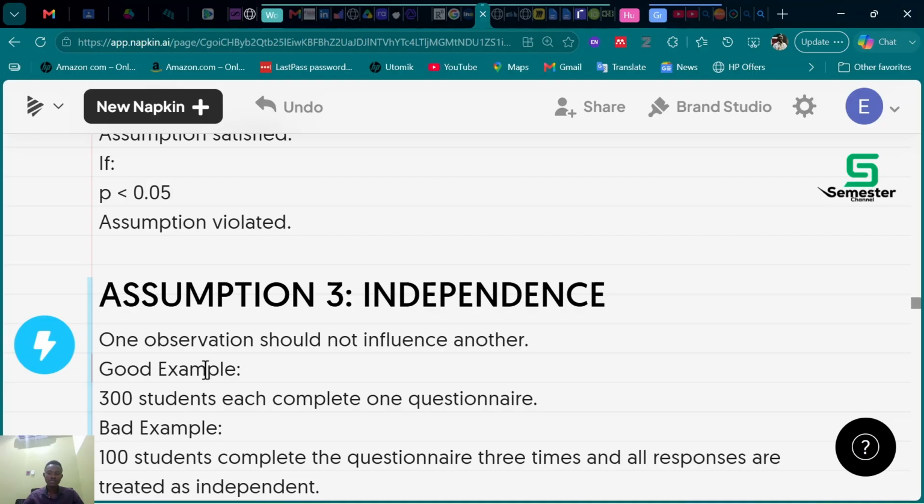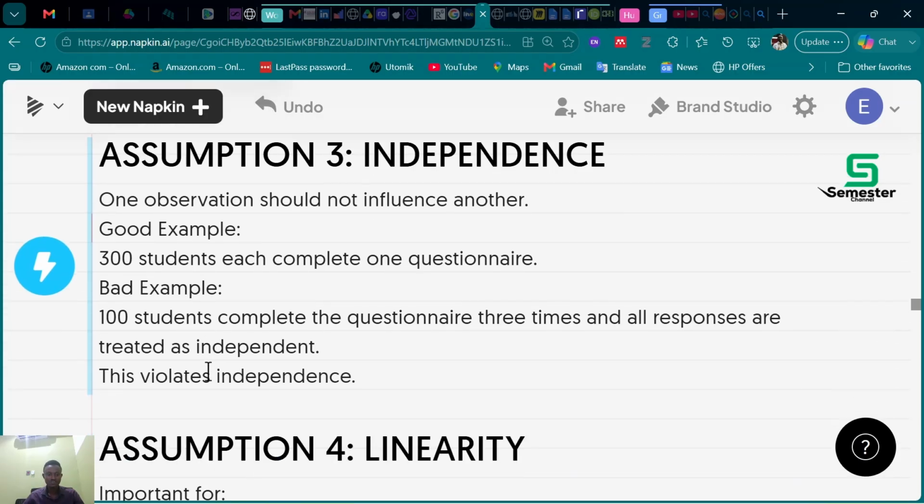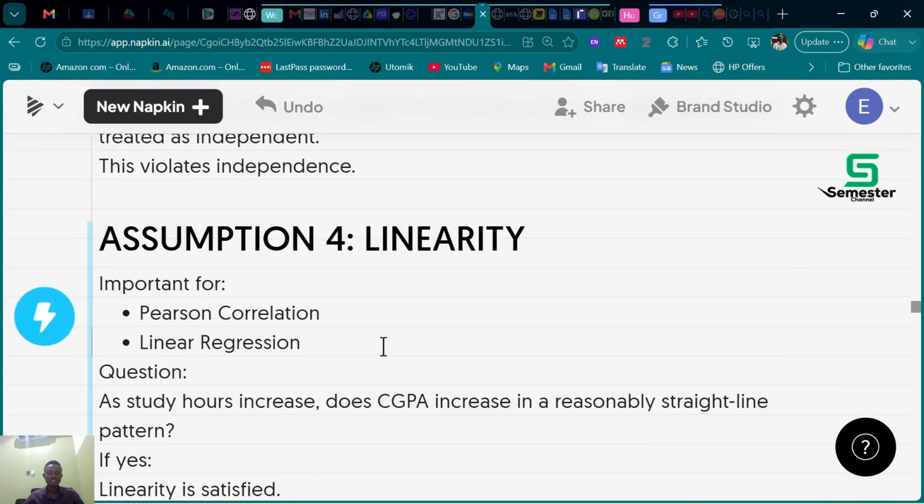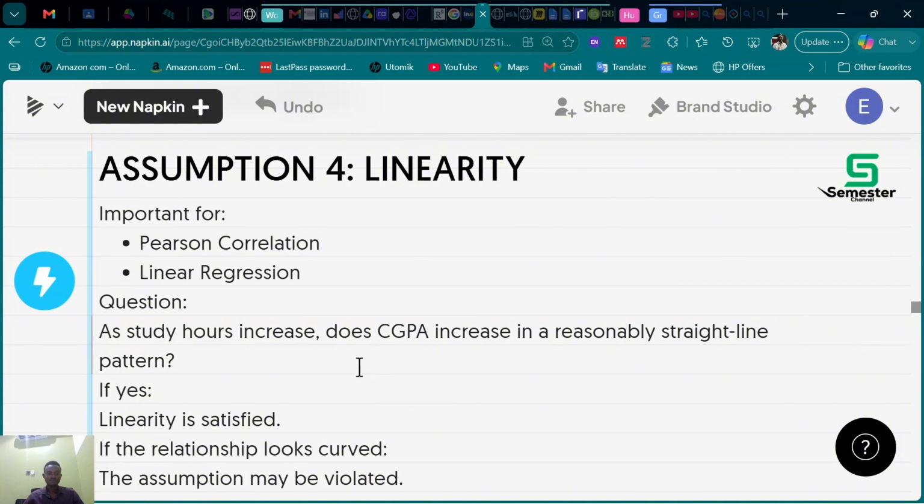Independence assumption. If one variable has an effect on the other, it means they are not independent, and so that data does not meet the independence assumption. A good example is 300 students each complete one questionnaire, but then you have 100 students complete the questionnaire 3 times. It means that all the responses are not from one person, because one person filled it 3 times.